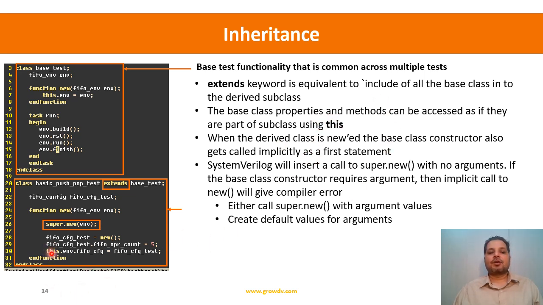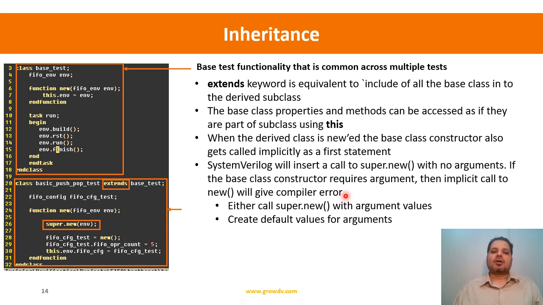So you can access any of them using this keyword. For example, here you can see this.env.FIFO config. We are able to access the content of the base class as if this env class handle is present within the class basic push pop test. So that is one aspect of it. We now know how we inherit, and how we access the inherited class's properties or methods.